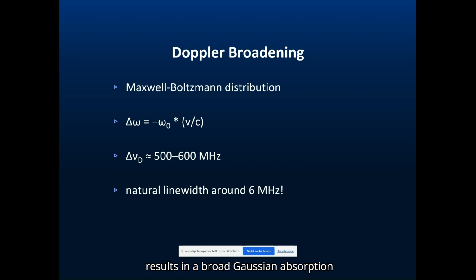This results in a broad Gaussian absorption profile. Because different velocity classes resonate at different frequencies, the absorption line of a single transition gets broadened into a Gaussian profile. The width of this Gaussian profile can range from 500 to 600 megahertz. This is much larger than the natural line width, which is only around 6 megahertz, and the hyperfine splittings.